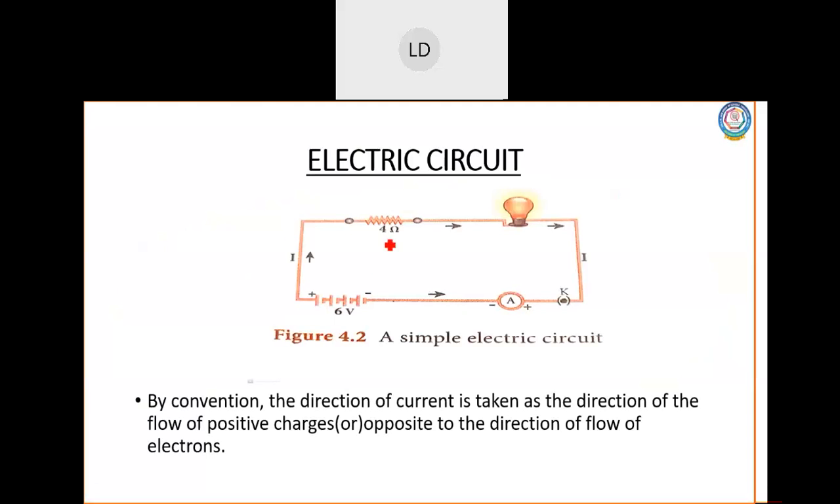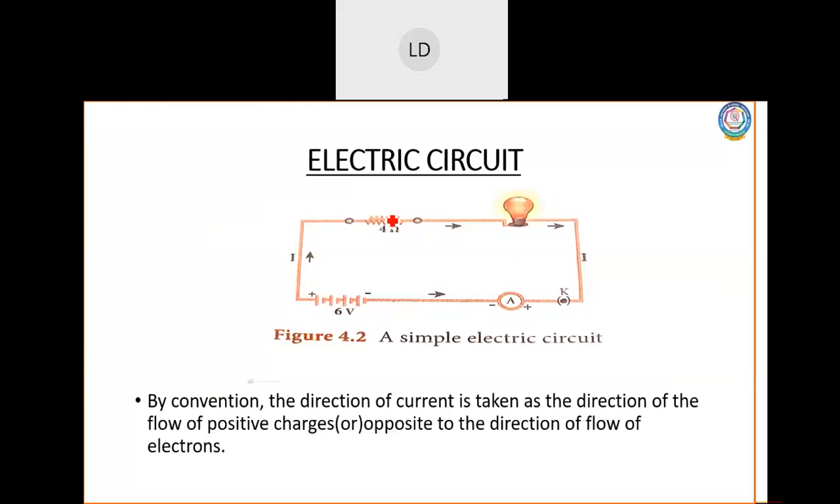Now look at this diagram. This is a simple electric circuit. Here you have a battery. The voltage of this battery is 6 volt and you have a resistor. I'm going to tell you in short what is called resistance. So a resistor is connected over here and this is a bulb, and to that you connect a key and an ammeter.